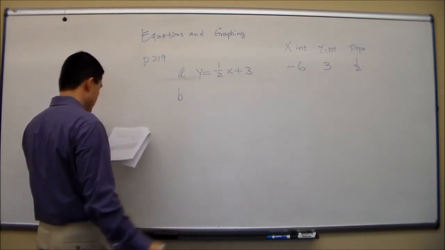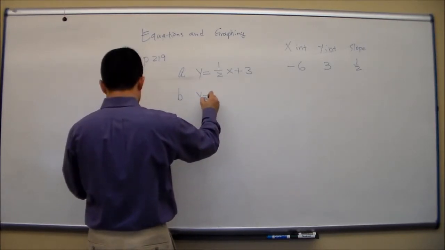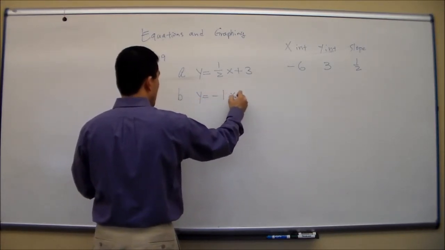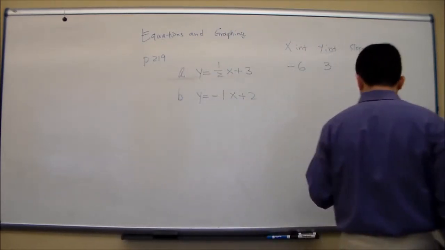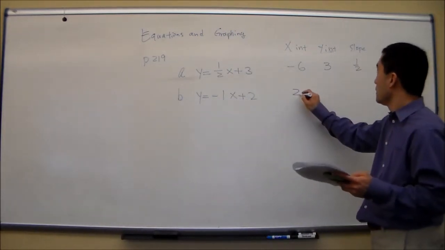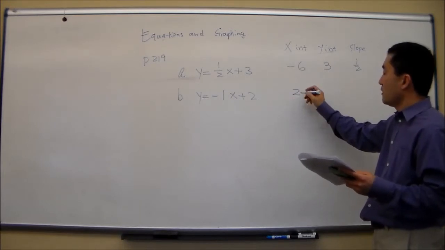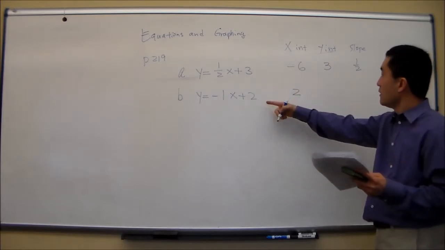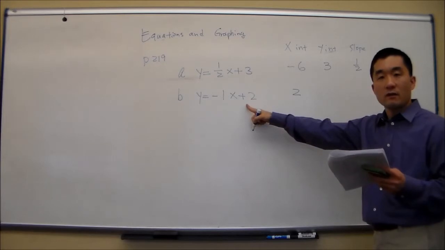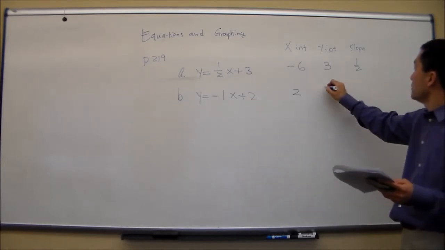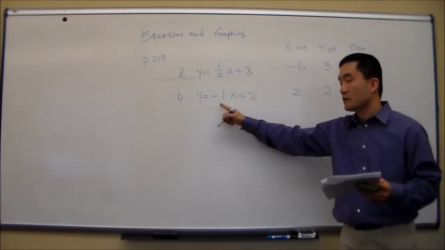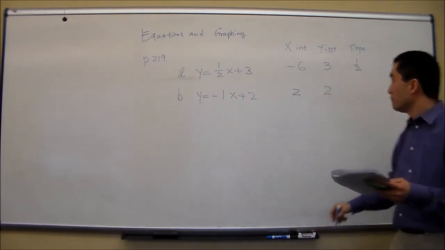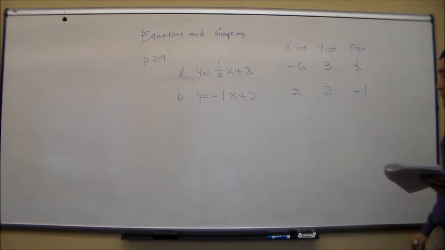What's the second one? y is equal to negative x plus 2. The y-intercept is this number right here, 2. What's the slope? What's the number in front of x? In this case, negative 1. Okay.